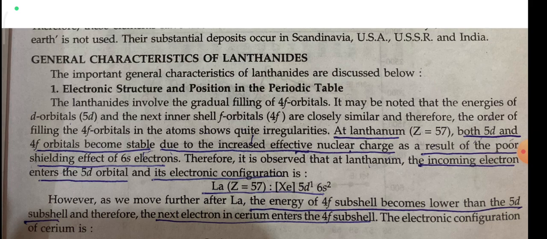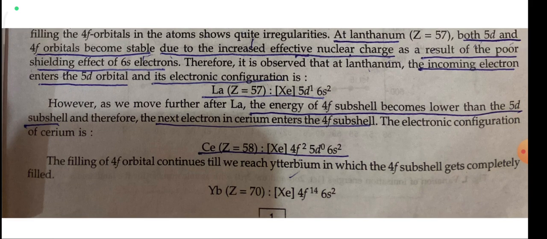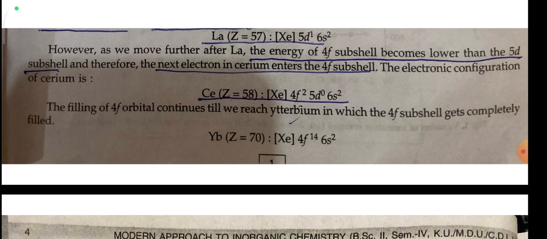Therefore, it is observed that at lanthanum the incoming electron enters the 5d orbital, and its electronic configuration, La, Z equals 57, is xenon, noble gas configuration, 5d1 6s2. However, as we move further after lanthanum, the energy of the 4f subshell becomes lower than the 5d subshell. Therefore, the next electron in cerium enters the 4f subshell. Electronic configuration of cerium is xenon 4f2, 5d0, 6s2.